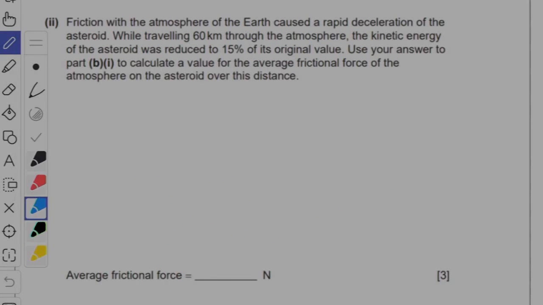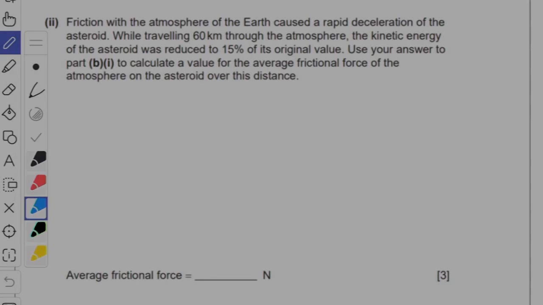Part 2 then, friction with the atmosphere of the Earth caused a rapid deceleration of the asteroid. While travelling 60 kilometers through the atmosphere, the kinetic energy of the asteroid was reduced to 15% of its original value. Use your answer to part B1 to calculate a value for the average frictional force of the atmosphere on the asteroid over this distance.